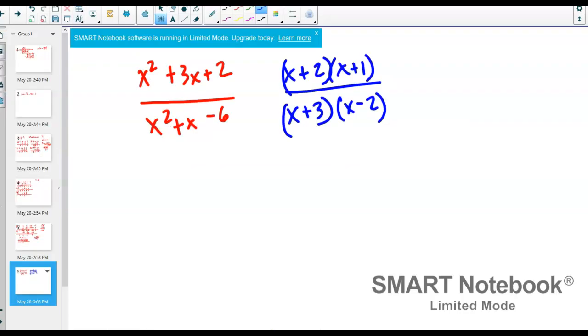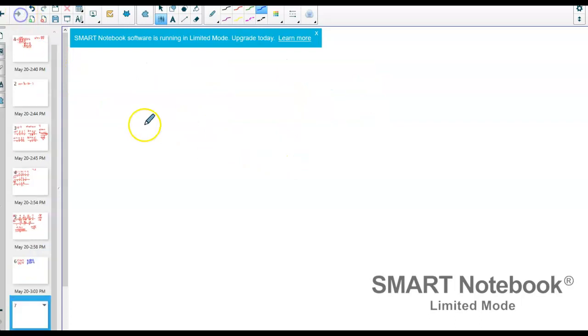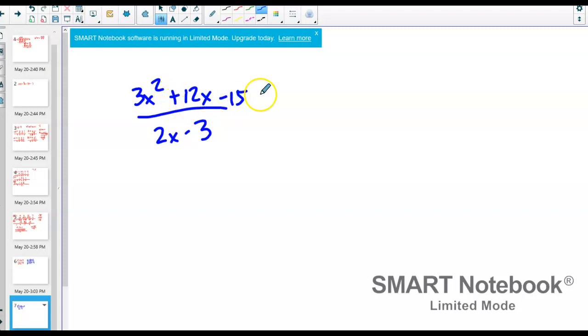So we're going to head back to this page here. Again, I have 3x squared plus 12x minus 15. So I'm going to try to factor that. That would be most useful here. When I factor this, I'm going to times 3 and negative 15. That'll give me negative 45.